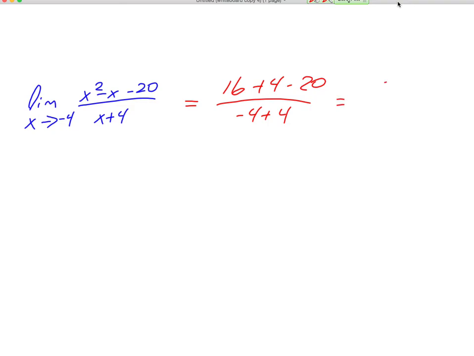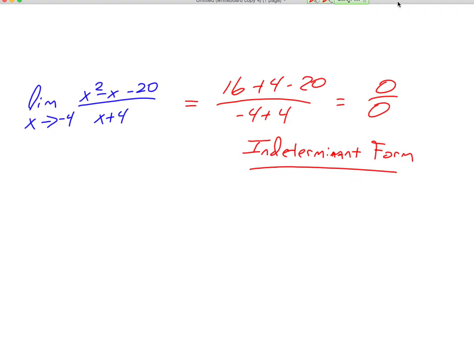This gives me 0 over 0. So you have to solve it all the way out. 0 over 0 is called indeterminate form. If we run into indeterminate form, we're going to be able to find the limit; we just got to go back and do something different. Okay? So indeterminate form is when I get 0 over 0. That tells me I need to go back and change my approach.